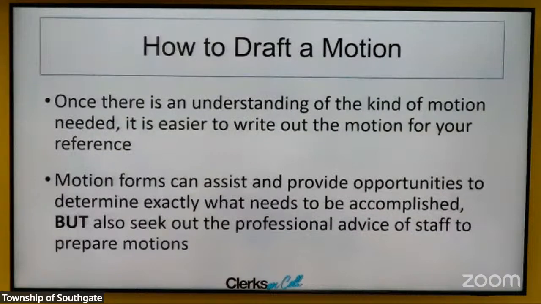So how do you draft a motion? Once there's an understanding of the kind of motion needed, you should try to write it out before the meeting if you can. And again, make sure to seek out the professional advice of your staff. Staff are usually the subject matter experts, and they are really there to help you. And remember that all of the business of council is completed through a properly worded motion.